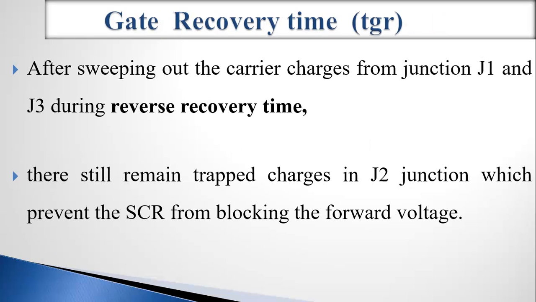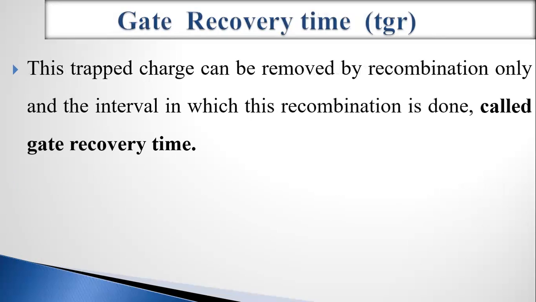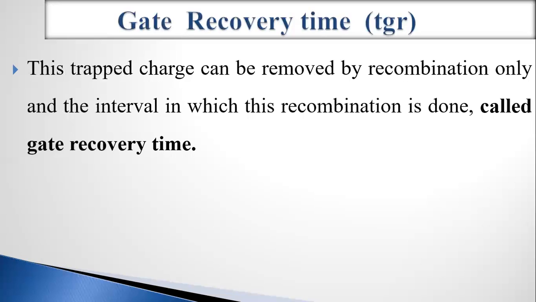Let us understand the concept of the gate recovery time. After sweeping out the carrier charges from junctions J1 and J3 during reverse recovery time, there still remain trapped charges in the J2 junction, which prevent the SCR from blocking the forward voltage. This trapped charge can be removed by recombination only, and the interval in which this recombination occurs is called the gate recovery time. This is the basic definition of the gate recovery time.